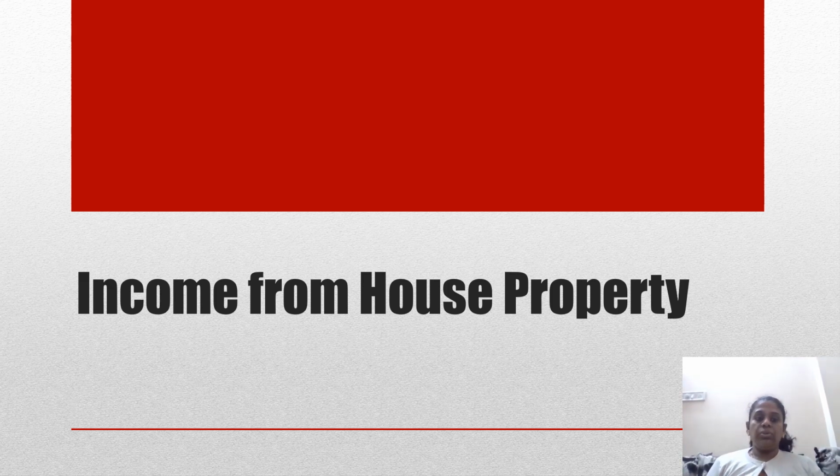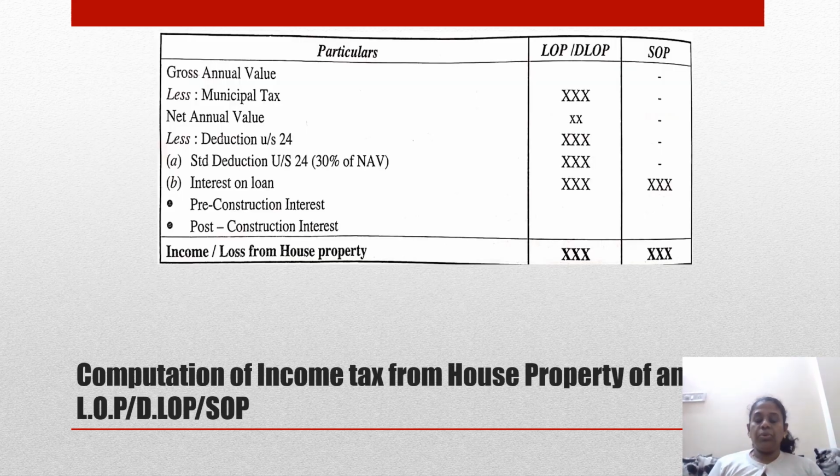Today we are going to study the next phase of income from house property. So, how to compute income from house property? This is the format. First, we start with gross annual value. From gross annual value, you need to deduct municipal tax. From that value, what you get is called net annual value.